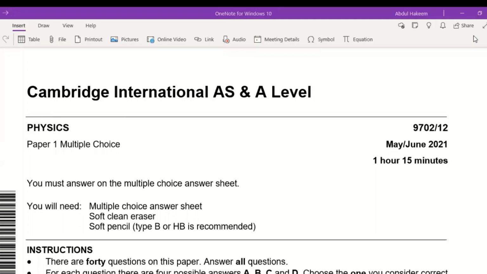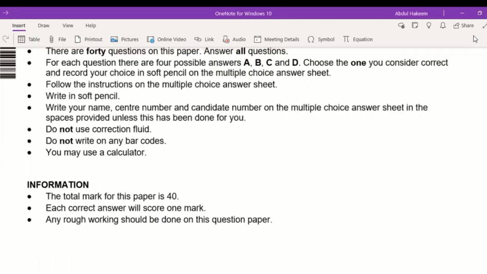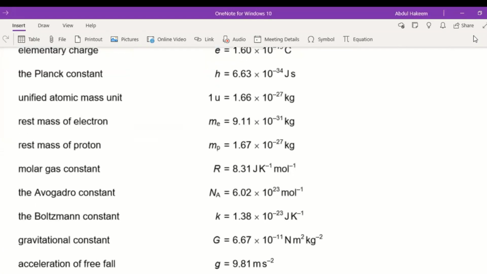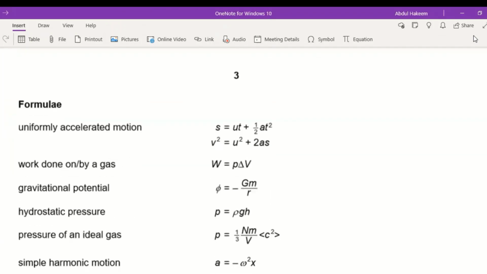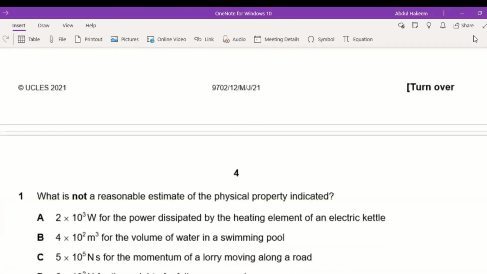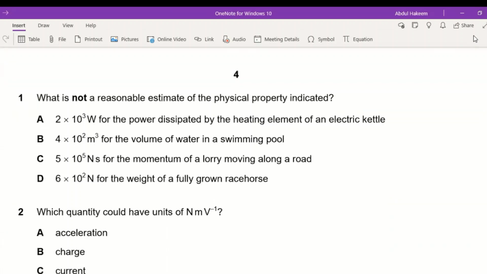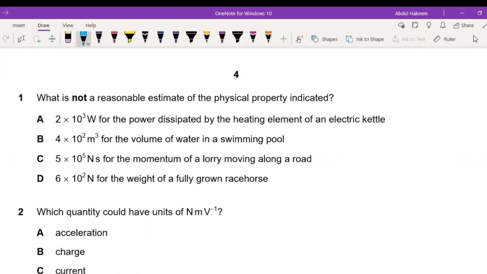Okay, this is another paper, the latest paper, May-June 2021, and the paper is 1-2. Move to question number 1. The question is, what is not a reasonable estimate of the physical quantity indicated? So first look at A. 2 × 10^3, meaning 2000 watt, for the power dissipated by the heating element of the electric. Yes, it's possible. This is not the answer because we have to choose the wrong option.